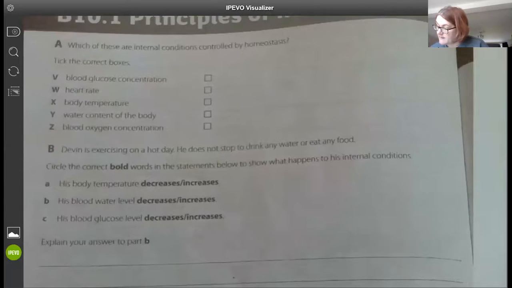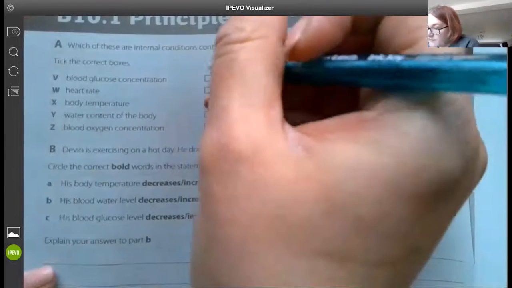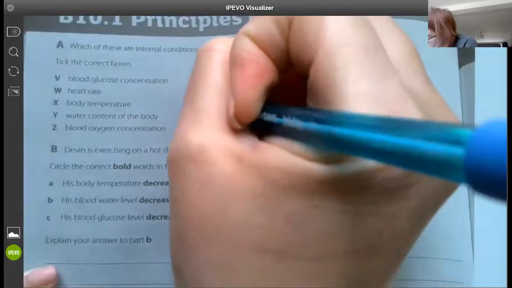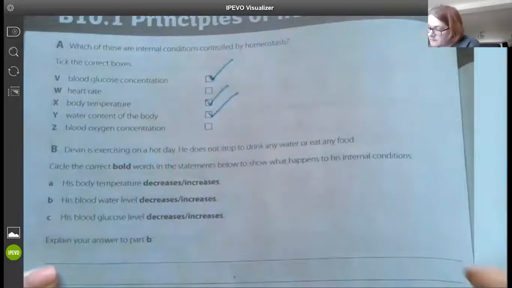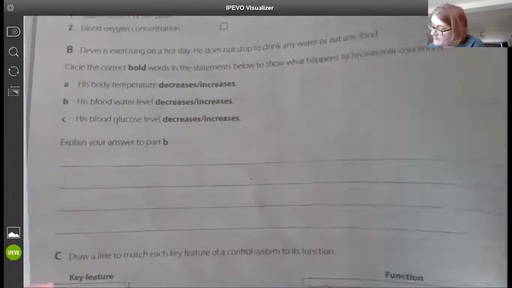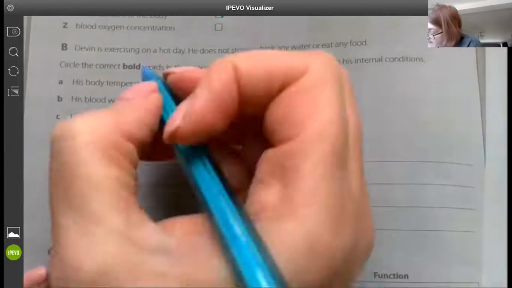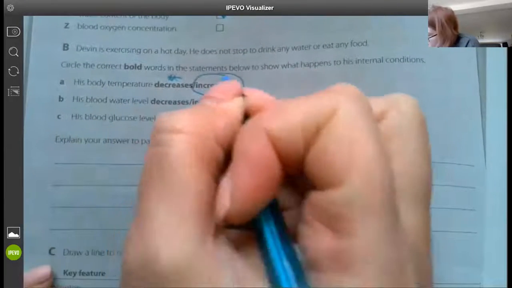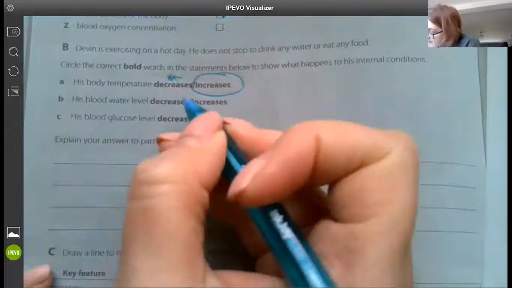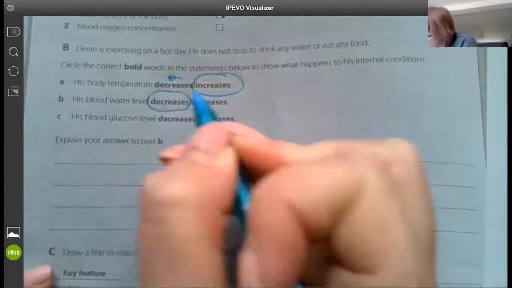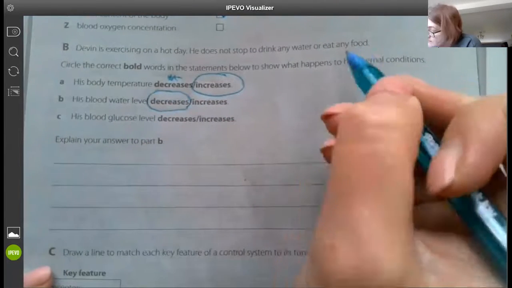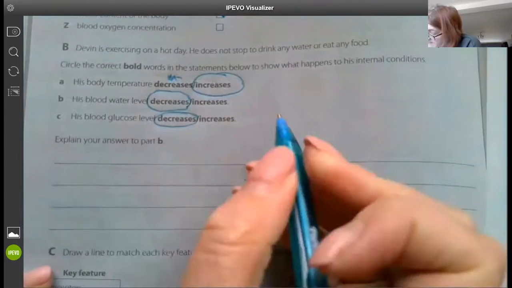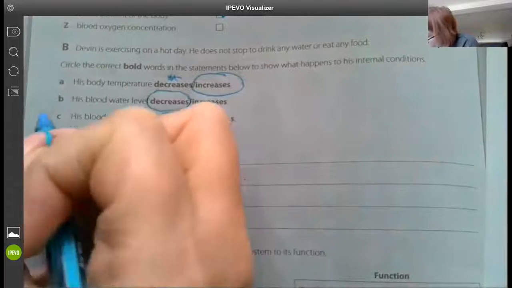So we're going to have a quick look at the answers now. We've got our first one, three things controlled by homeostasis: the blood glucose, the body temperature, and the water content. Then we'll have a look at the next bit. It's a hot day. Circle the words. His body temperature is going to increase. His blood water level is going to decrease, and because he can't eat any food, his blood sugar level is also going to decrease.